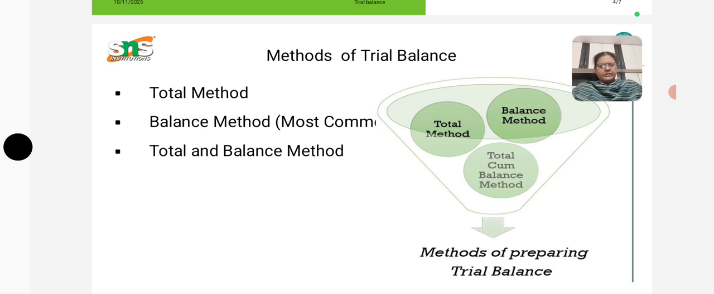So here, methods of preparing trial balance. There are three methods for preparing trial balance. One is the total method, the balance method and then the total and balance method. In the total method, the totals of debit and credit from each ledger account are recorded. The balance method is the most common method. Only the net balance of each ledger account is recorded. The total and balance method uses both total and balance. So in practice, the balance method is widely used because it is simple and meaningful.